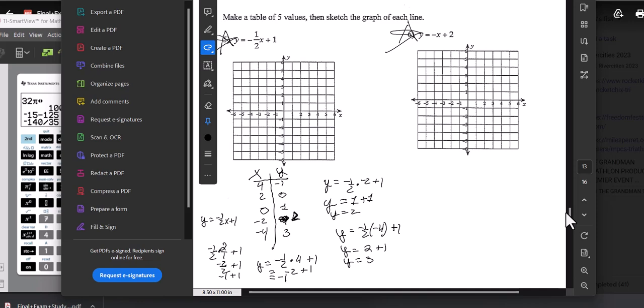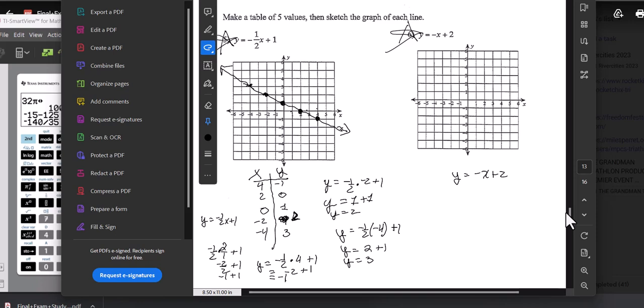Alright, so 4, negative 1, 2, 0, 0, 1, negative 2, 2, and negative 4, 3. So, like that. Now we have to decide, we have to shade either above or below the line. Oh, no we don't, it's not an inequality, it's just a line. Okay, so never mind. Alright, so now we have y equals negative x plus 2.